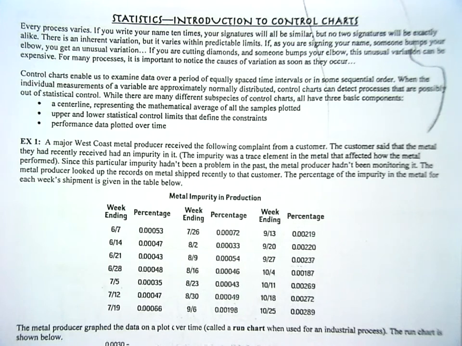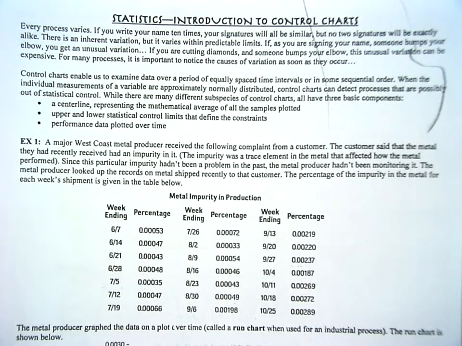While there are many subspecies of control charts, all have three basic components. So first we have a center line, which represents the mathematical average of all of the samples plotted. We have upper and lower statistical control limits that define the constraints. We have performance data that's plotted over time.